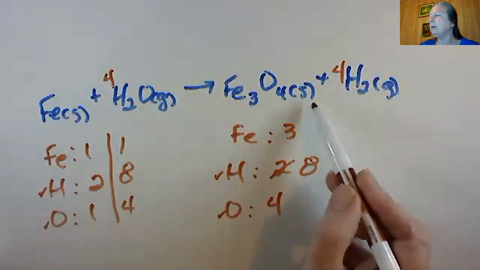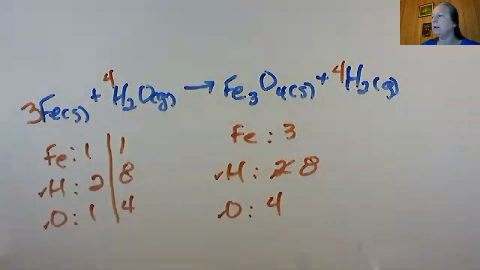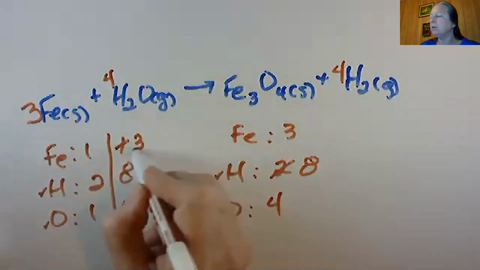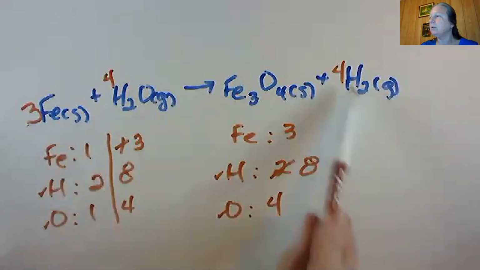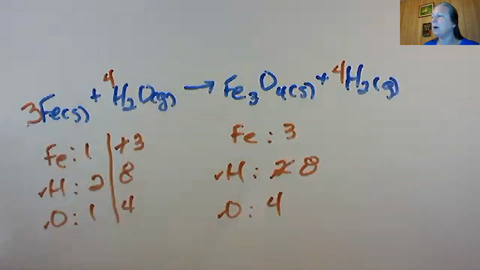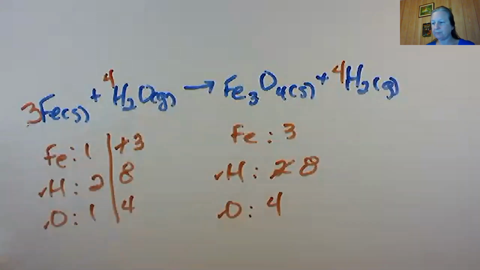I have 3 irons over here. I have 1 over here. I put a 3 in front of that. Again, that's the only thing that changed. So now I'm going to double check. 3 irons, 8 hydrogens, 4 oxygens. Yes, always double check. So that's balanced with a 3, a 4, and a 4 over there. Okay.